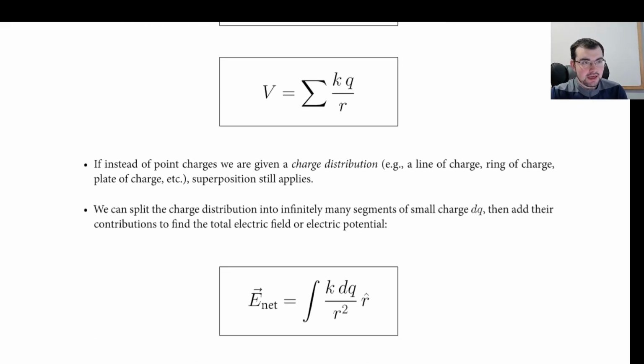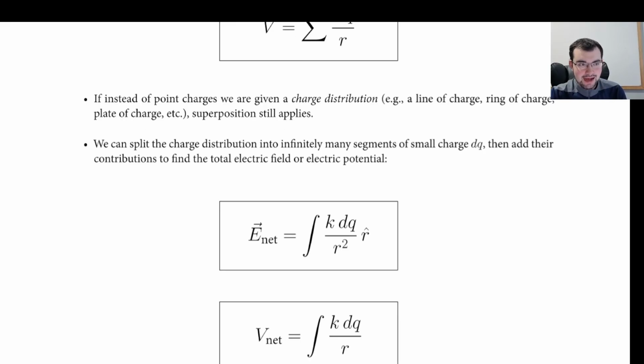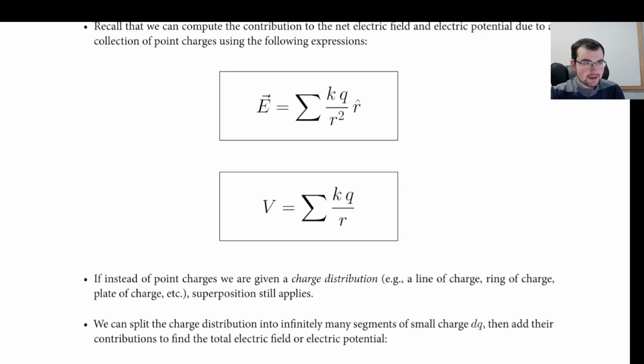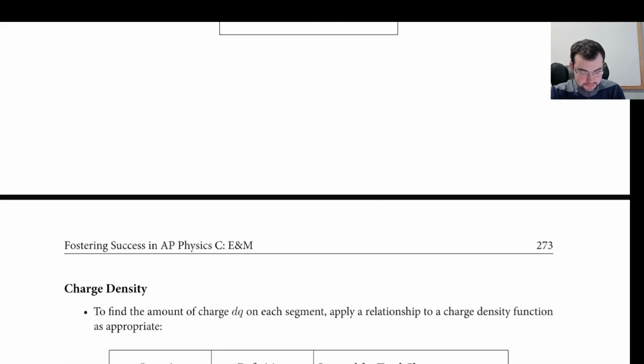But if instead we have a line of charge or a ring, anything that is just a continuous object, we have to model it as a collection of all these smaller charges put together. And anytime you start breaking things into really small segments and adding them back up, well, that's where the integral is helpful. So notice this is just summation of kq over r squared and kq over r again. It's just we have to add up all of these tiny segments dq.